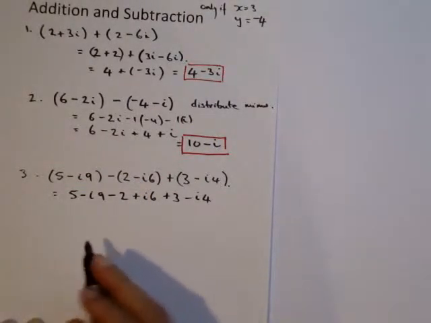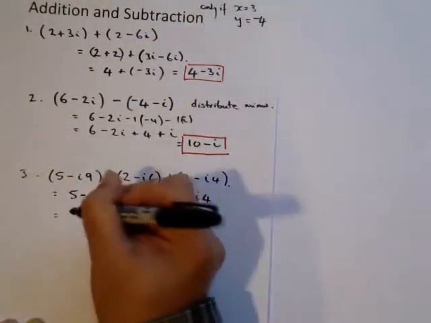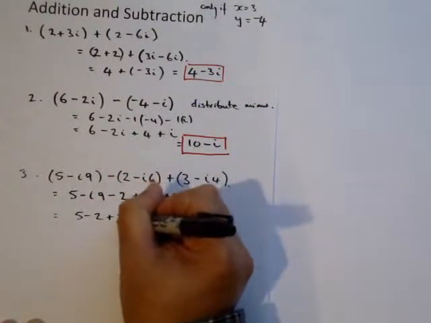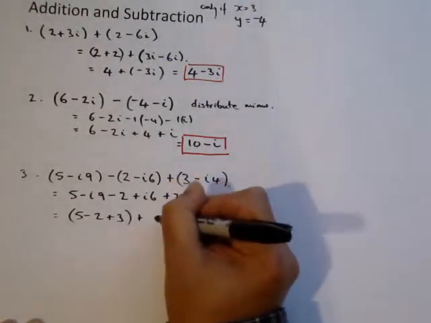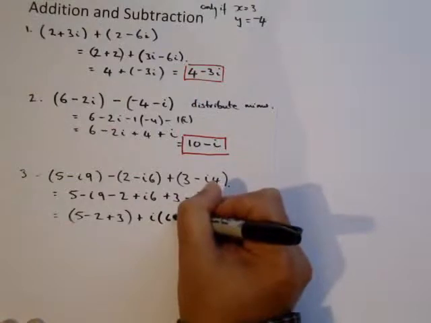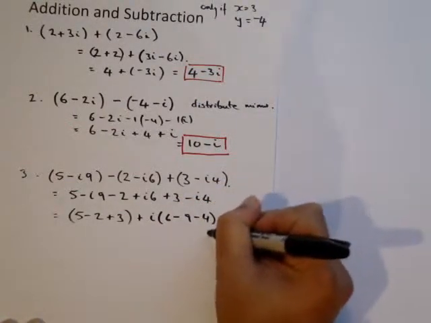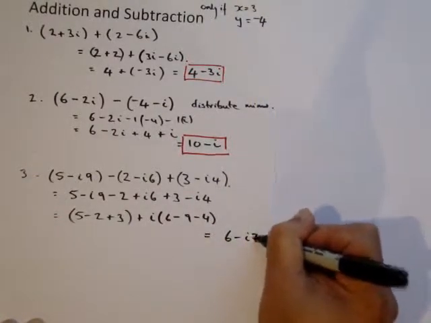Now all we need to do is get the real numbers together, so that's 5 minus 2 plus 3, and then the imaginary numbers, so that's plus i 6 minus 9 minus 4, and that equals 6 minus i7.